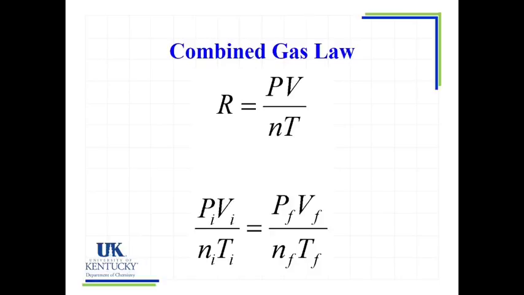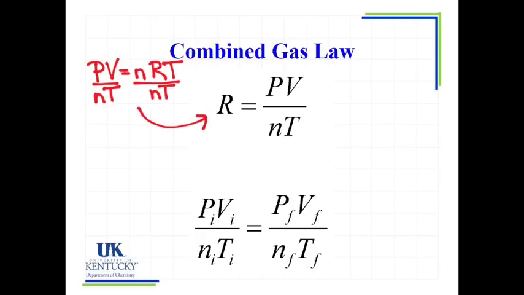So notice this equation is just a rearrangement of the ideal gas law. If we have PV equals nRT, and we divide both sides by nT, what we end up with is R equals PV over nT. And so what I can do is look at PV over nT in their initial conditions, which is here on the left, and then look at PV over nT under final conditions, which is here on the right.